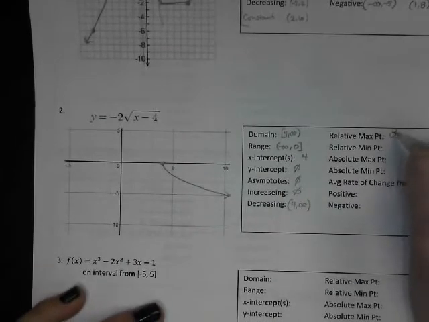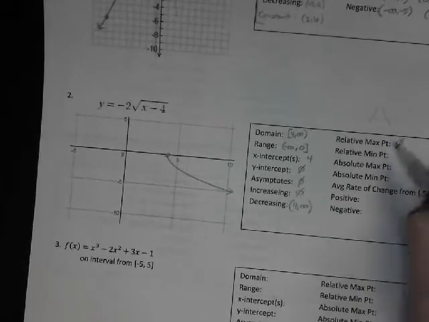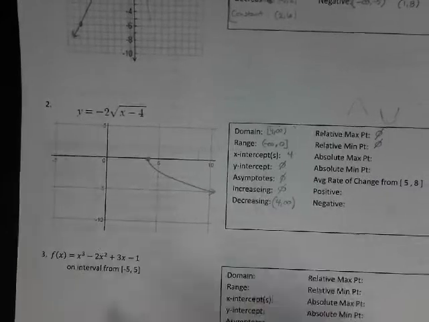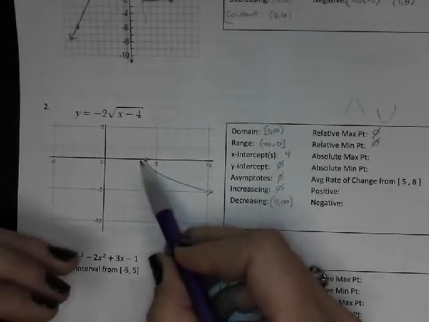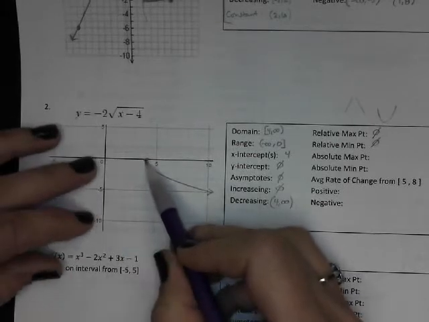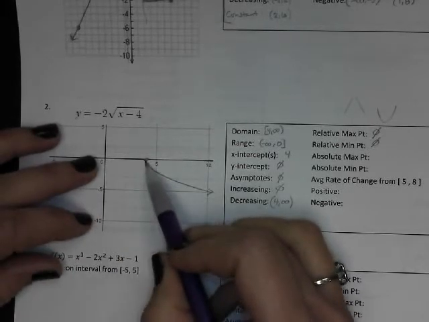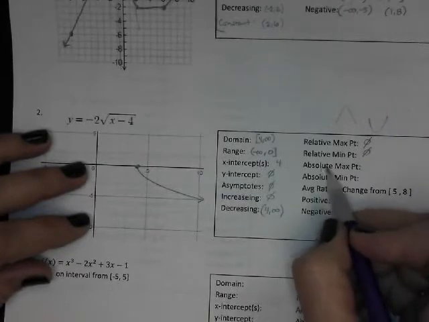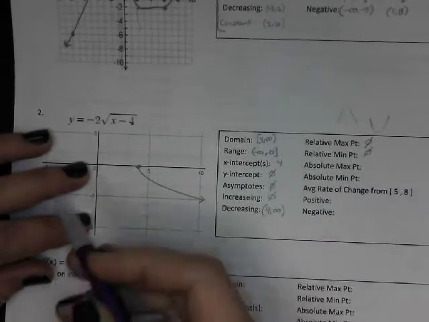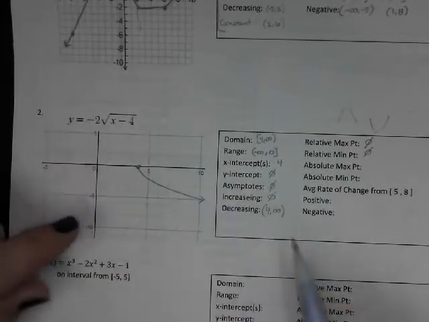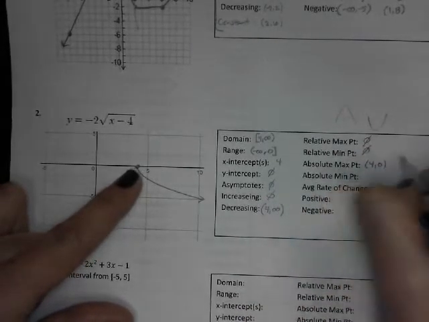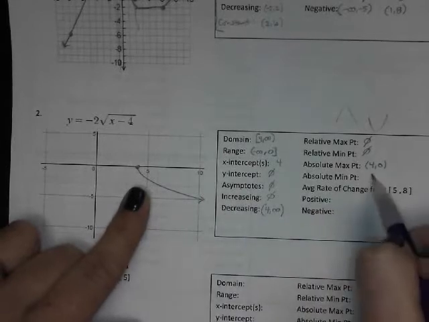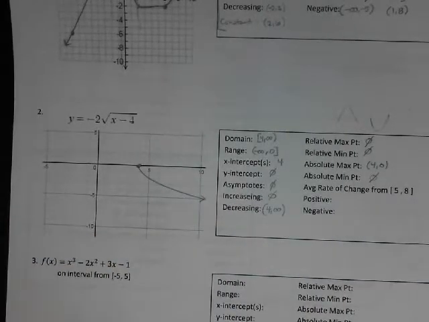There is no relative max because there's no peak of any sort. There is no relative min because there's no valley of any sort. The absolute maximum point that it ever reaches, this is the highest the graph ever gets, so that's a y-coordinate of 0. If they ask for the absolute max value, you would say 0, because that's the highest it ever gets. But they're asking for the absolute max point, so we can give them the point, (4, 0). It decreases forever, so there is no absolute minimum.